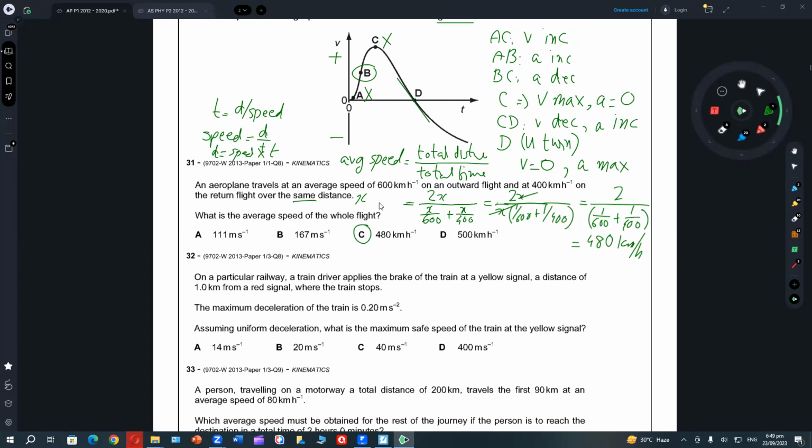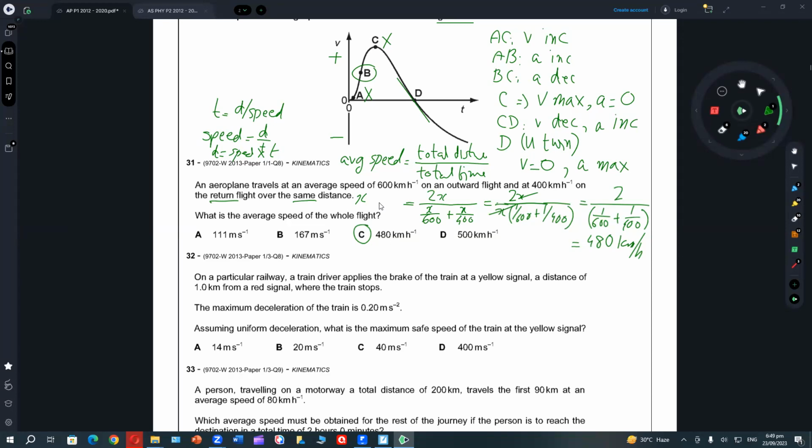Why I didn't take half U plus V? Note this word, return flight. Half U plus V, what is U? U is initial velocity, and what is V? Final velocity. Now, did you get the point? Yeah, I got it, sir. If an object is moving in a straight line, its initial velocity is given, and for the same direction, the final velocity is given. That formula works there.